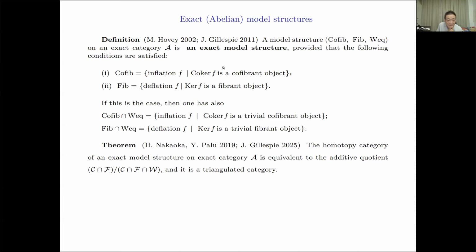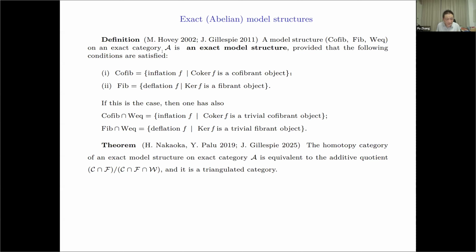Now we emphasize that if the category is abelian, then this exact model structure is just called an abelian model structure. We stress that not all model structures on exact categories are exact model structures. Exact model structures are only some very special model structures on exact categories.